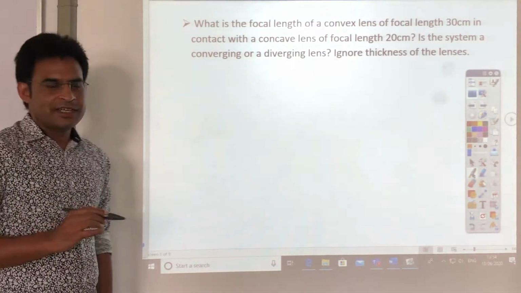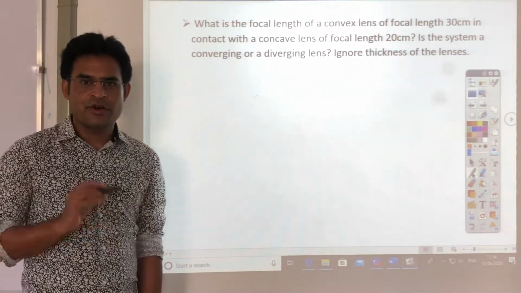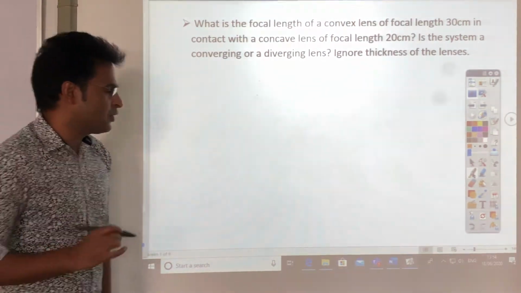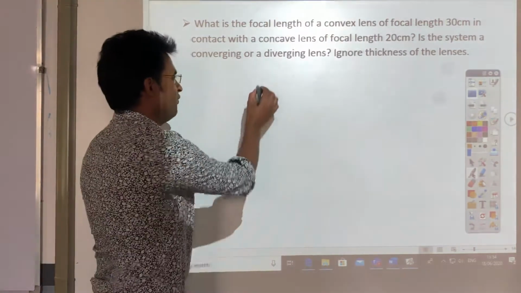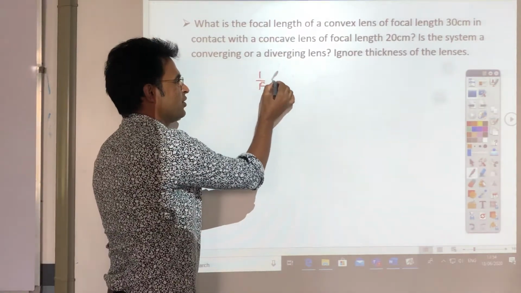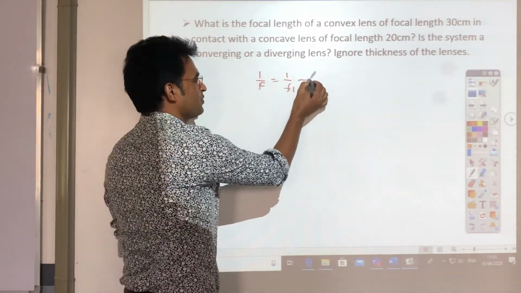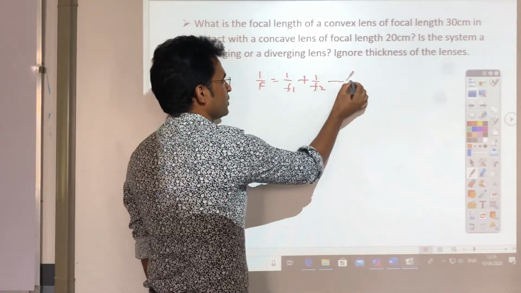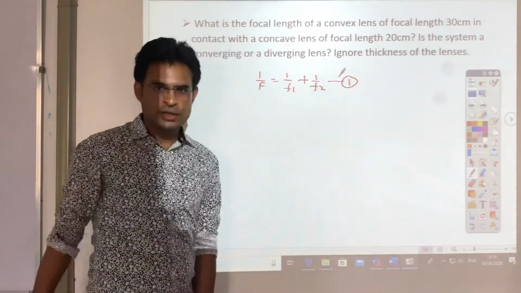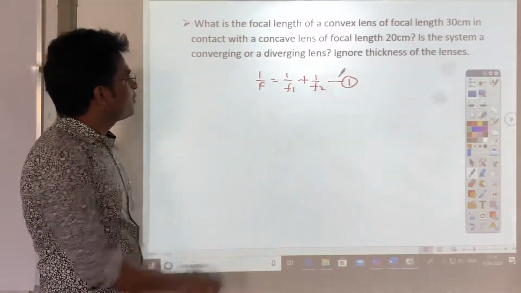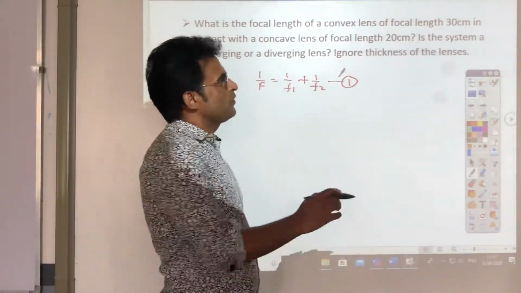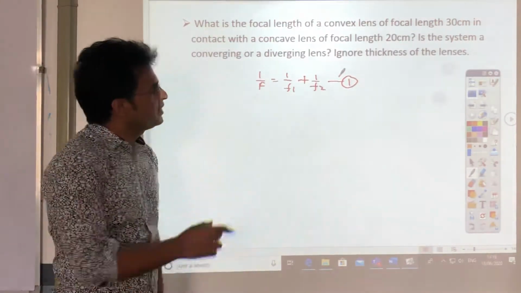So in this video, I'll discuss some questions based on a combination of lenses. We know the combination of lenses formula: 1/f = 1/f1 + 1/f2. This is the combination of lens formula. So if you look at this question, what is the focal length of a convex lens of focal length 20 centimeter, 30 centimeter and 20 centimeter.